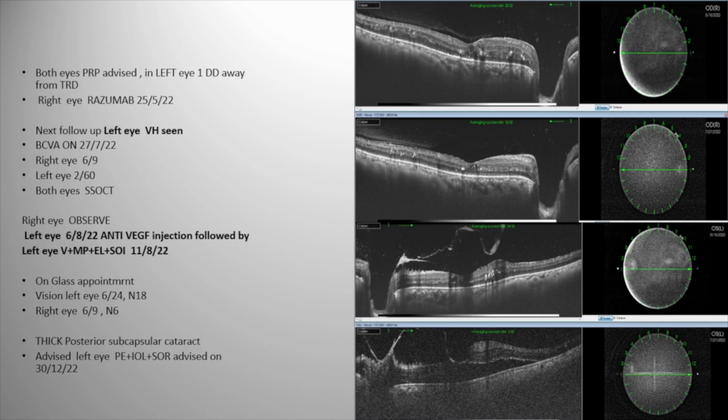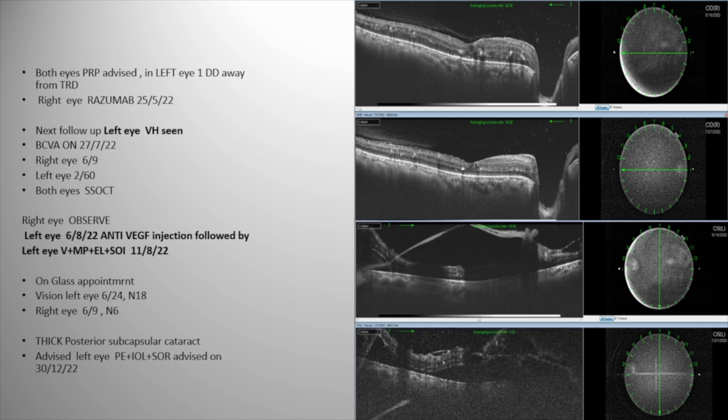Both eyes PRP was advised, and in the left eye, PRP was to be done one disc away from the TRD. In the right eye, Razumab was given for the center involving DME. At next follow-up, left eye vitreous hemorrhage was seen, and the BCVA had reduced to 2 by 60. This image of both eyes OCT was done. In the right eye, the cyst which was present earlier had reduced, but the traction which was present at first in the superotemporal quadrant has increased and reached the foveal element in the left eye.